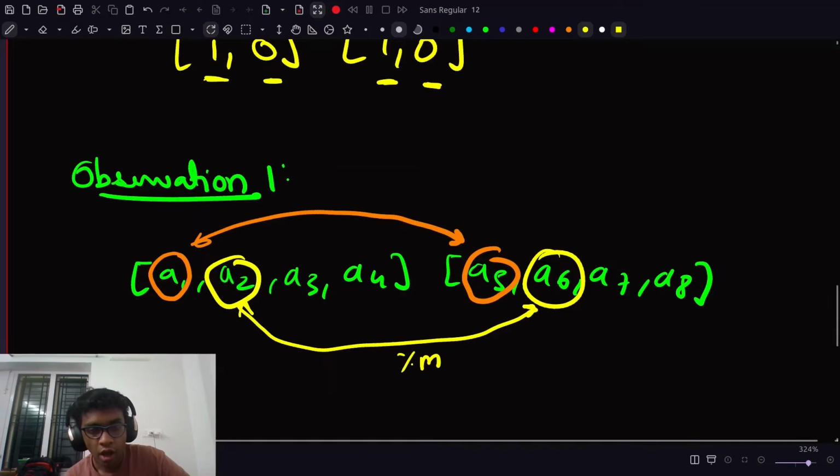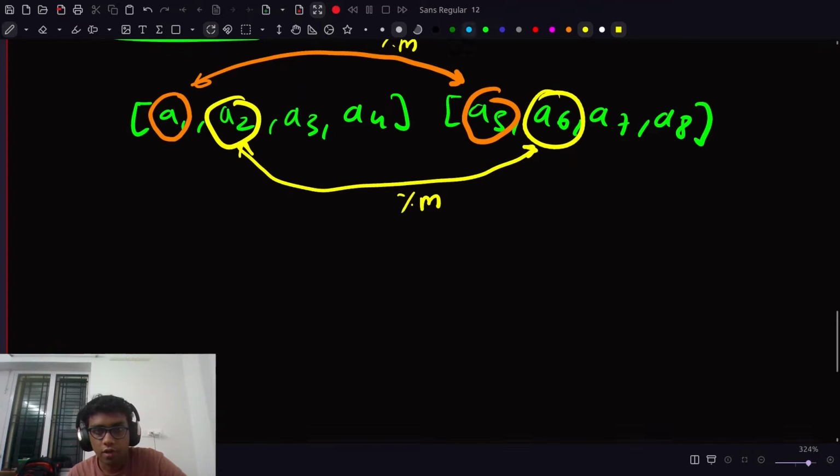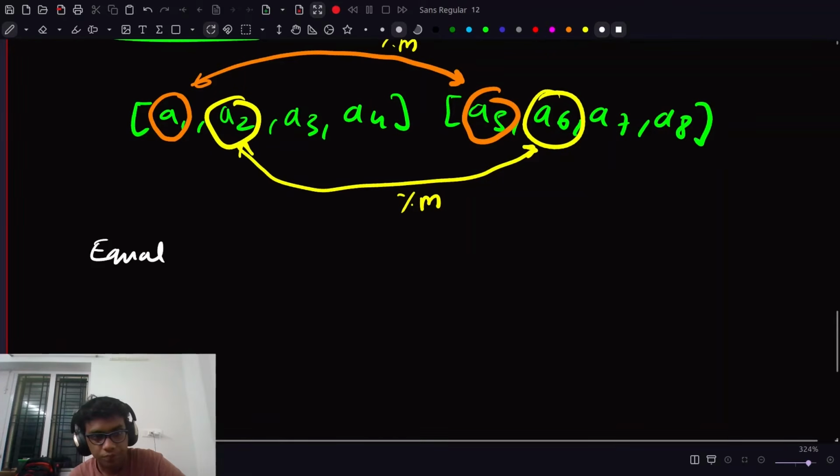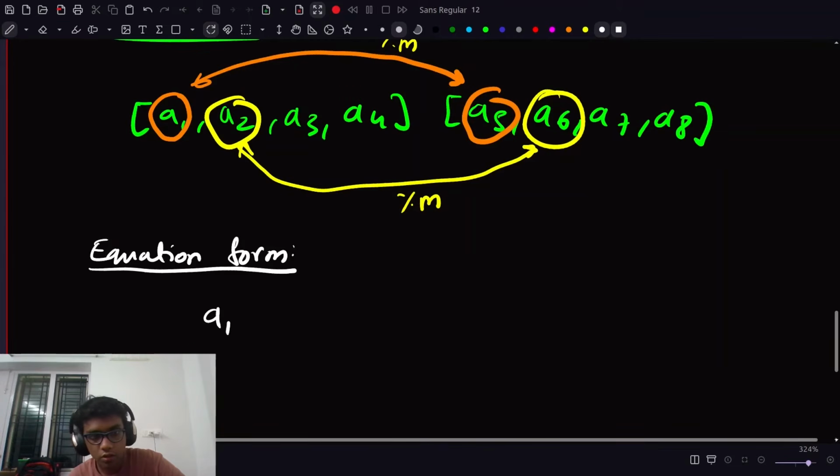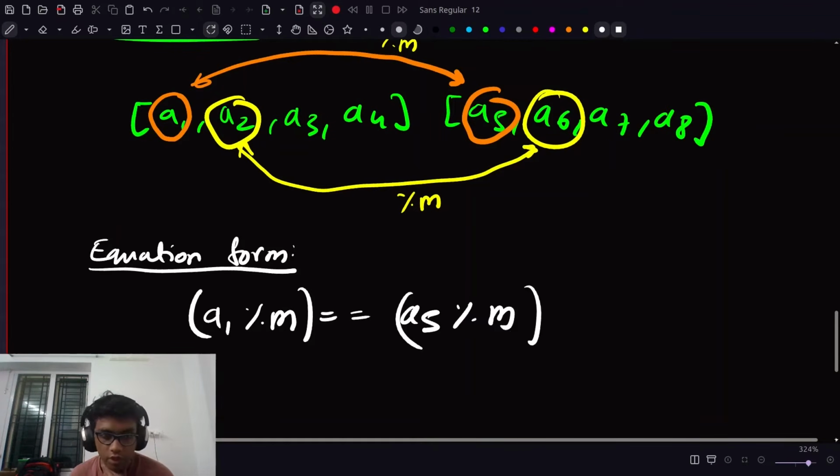So under modulo m, A1 should be congruent to A5. Similarly, A2 should be congruent to A6 under modulo m. Okay, so how do we ensure this to be true? We can write this as an equation. In equation form, we can write A1 mod m is equal to A5 mod m. Now, does this give us some information?